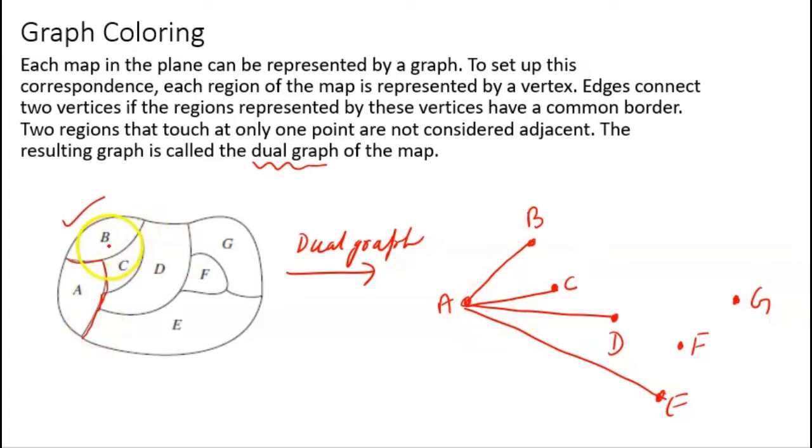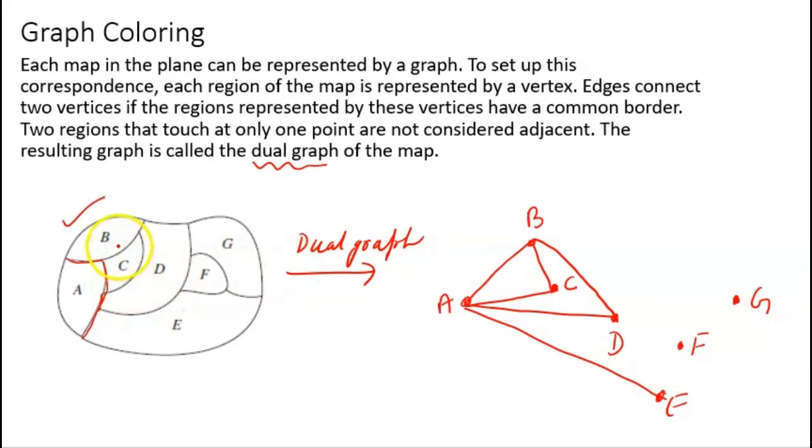Now let us move to B. B is sharing its boundary with A, so we already have an edge between A and B. We need to join the edge between B and C, so I joined B and C because they also have a common boundary. And B and D also have a common boundary, so I need to join B with D. Okay. Now I guess I am done with B because B is sharing its boundary with D, C and A. Now let us move to C.